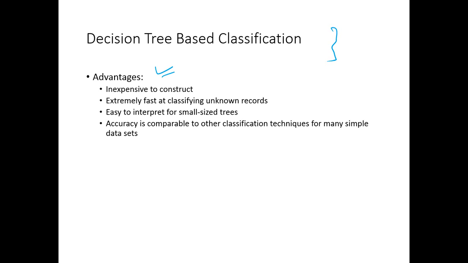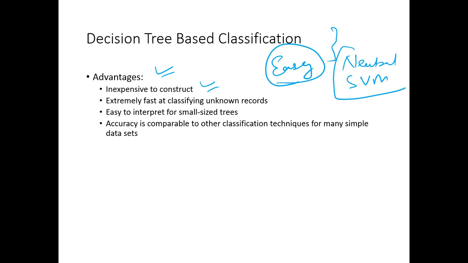It's very inexpensive. Okay, it's an easy algorithm actually. Many of these classification algorithms, like neural networks and support vector machines, are not that easy to use. They're more expensive in terms of computational time, and a decision tree is easy to build. You can even use an Excel sheet. You can use Excel to come up with a decision tree algorithm.